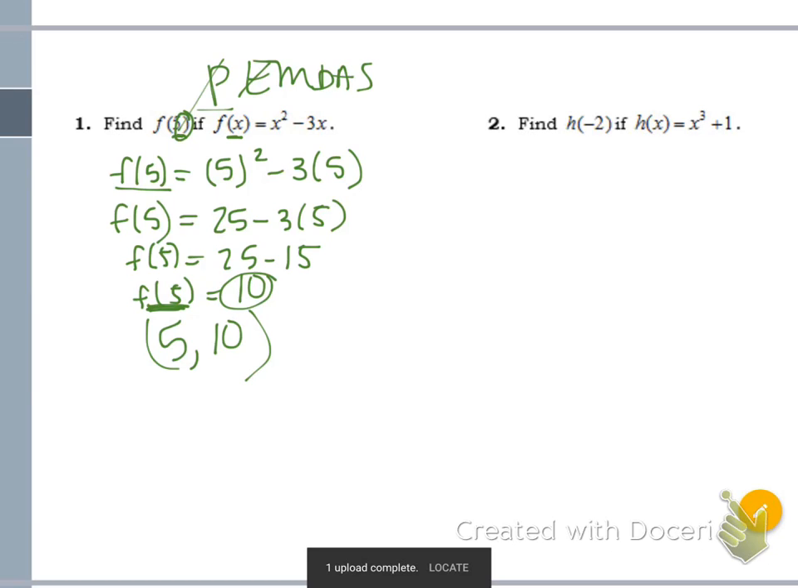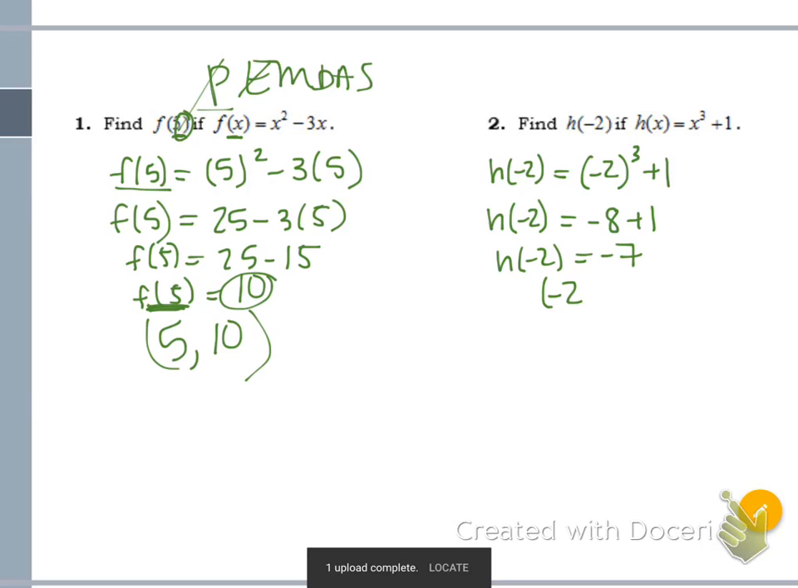My next one I'm plugging in -2. So h of -2 equals, I use parentheses when I take something out and put it in. In my order of operations, exponents come before anything else. We can't simplify in our parentheses. So -2 cubed is -8. -8 plus 1 is -7. So the x value I put in was -2, and the y value I got out was -7.